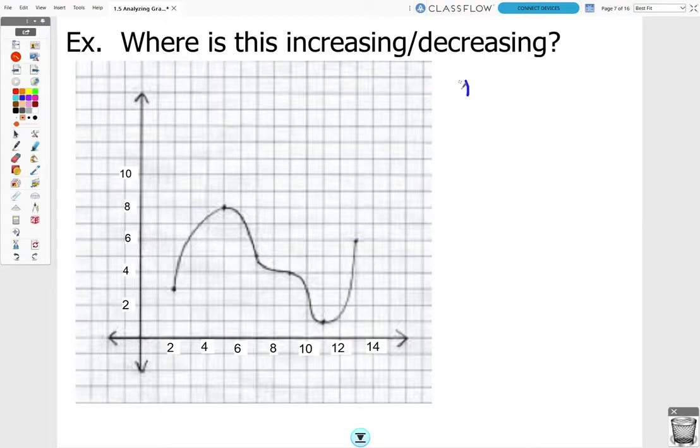So we're going to start off with increasing. And this thing is increasing in the following sections. It is increasing here. This portion of the graph is increasing. Then it does something in there, and then right here again, it's going to start increasing one more time. So there's two sections of the graph where this is increasing.